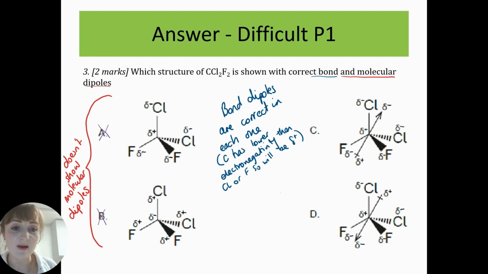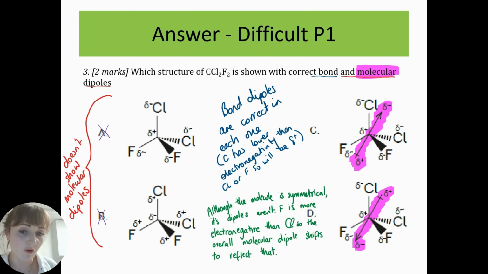Now it's dependent on the molecular dipoles. The molecular dipoles are highlighted for you in pink in each of the molecules. Although both of these molecules are symmetrical overall, their dipoles aren't. Fluorine is more electronegative than chlorine. So your overall molecular dipole shifts in order to reflect that, so that the fluorine end of the molecule becomes partially negative and the chlorine end of the molecule becomes more partially positive. This is correctly seen in answer D.